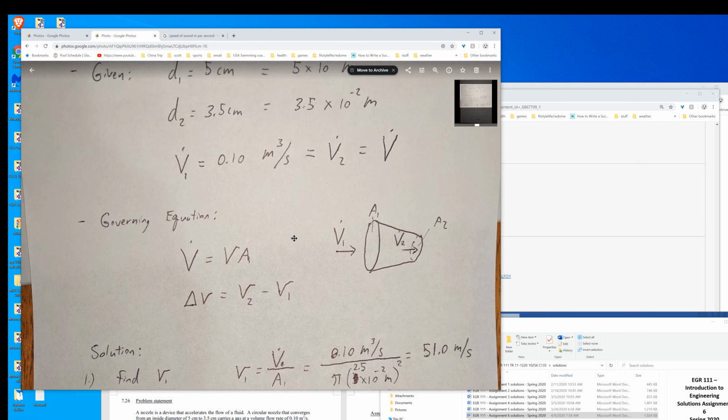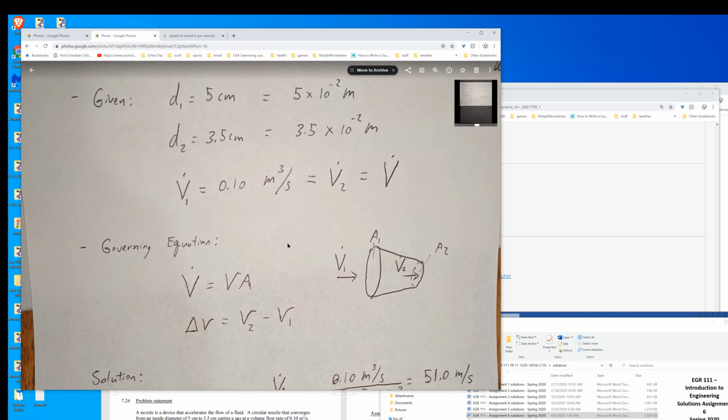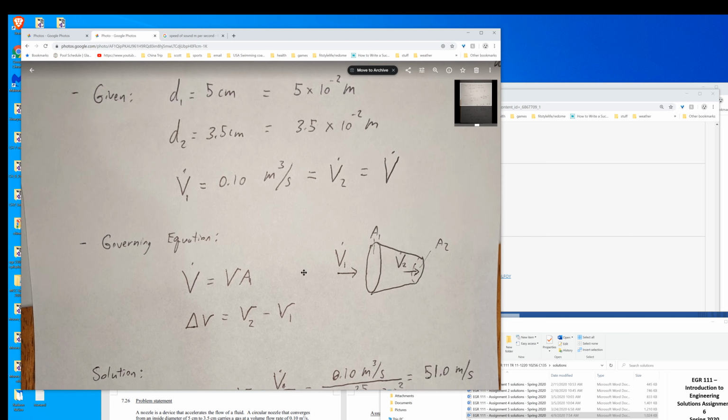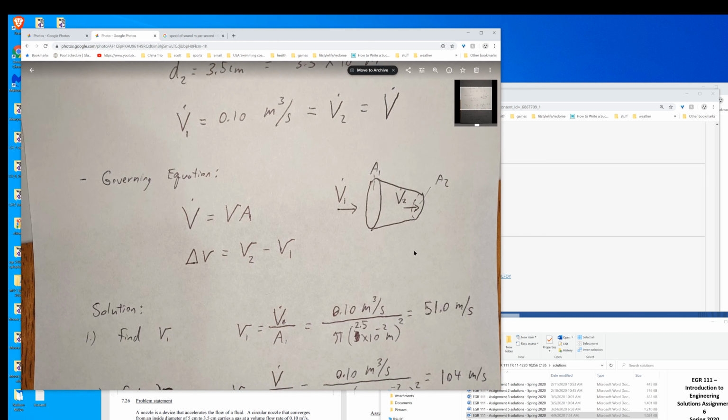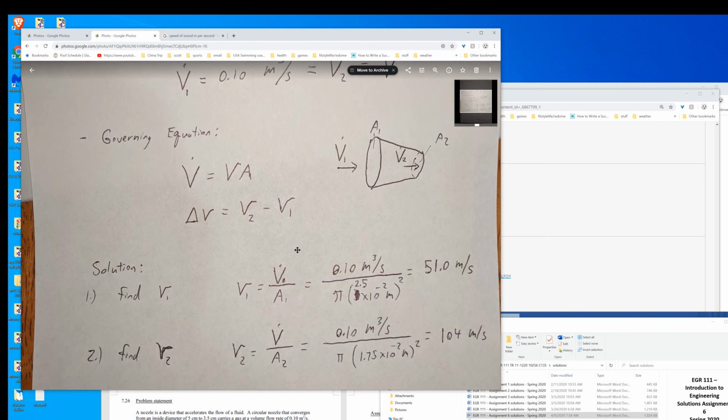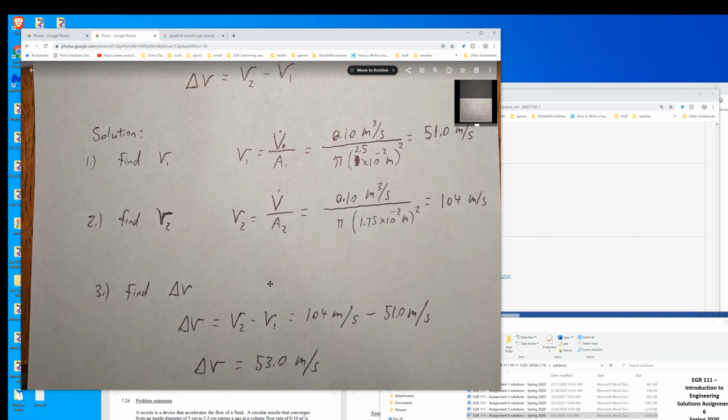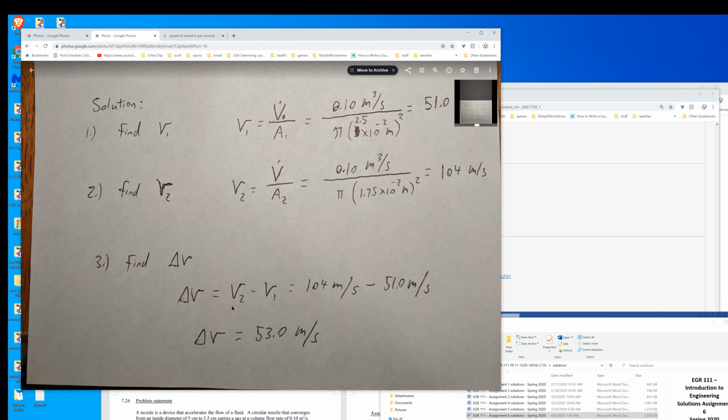there's no other additional information for us, so we can make the assumption that it's incompressible, or at least we're treating it as being incompressible. I didn't put that assumption in here, but it's one thing we should say. Then of course at the end it's simply delta V equals V2 minus V1, 104 meters per second minus 51 meters per second, which is 53 meters per second.